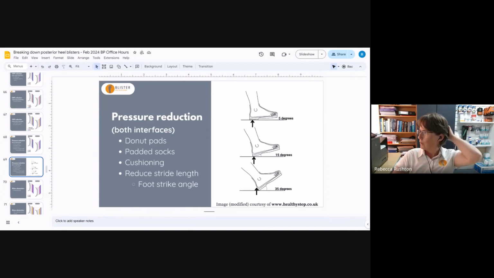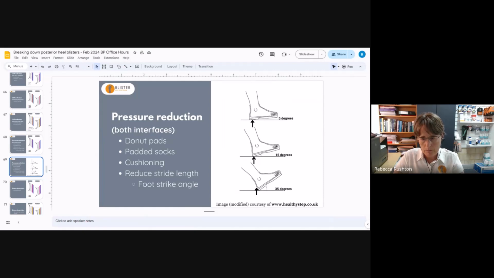So Doug, Richie and I were on the P3 podcast with Talisha, I don't know, six months ago, maybe more. And we were talking about my posterior heel blisters, and Doug suggested that stride length could have been an issue. And this kind of elaborates on why. As stride length increases, the foot strike angle will increase.